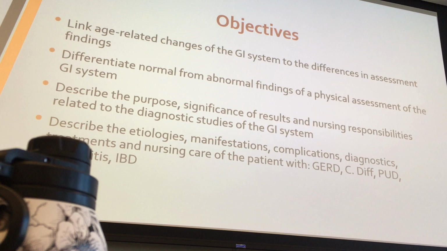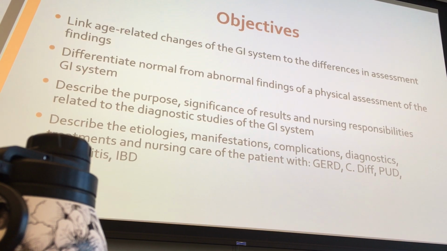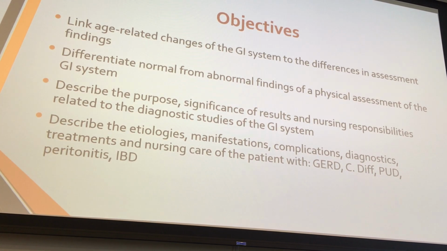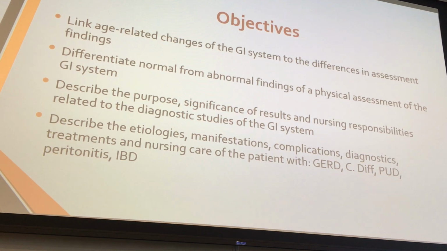So you're going to look at the normal findings as well as the abnormal findings. We're going to describe the purpose and results and nursing responsibilities related to some of the diagnostic studies for the GI system. And then we're going to review the etiologies, the manifestations, complications, diagnostics, treatments, and nursing care with patients that have GERD, C. diff, pelvic inflammatory disorder, PUD, peptic ulcer disorder, peritonitis, and IBD.